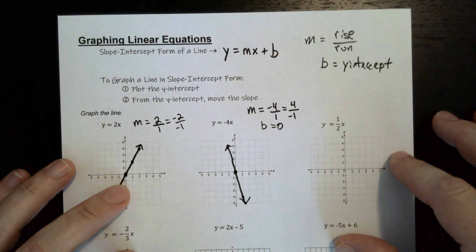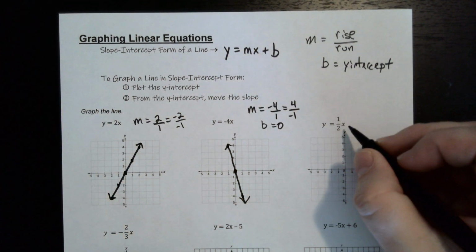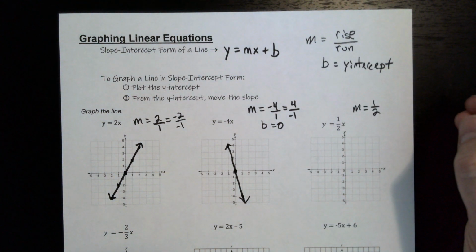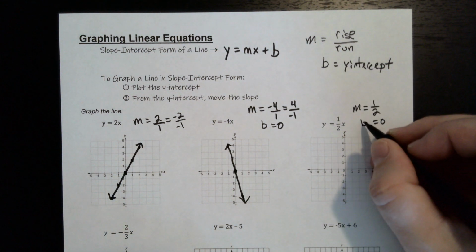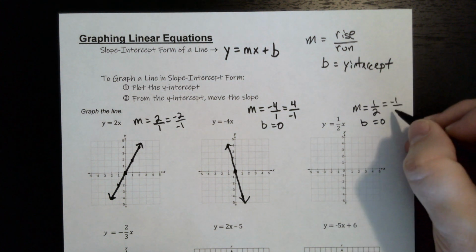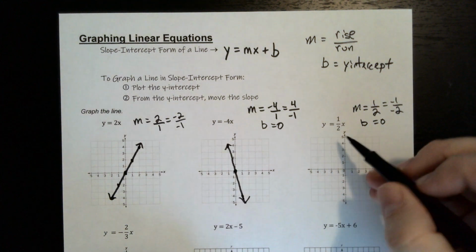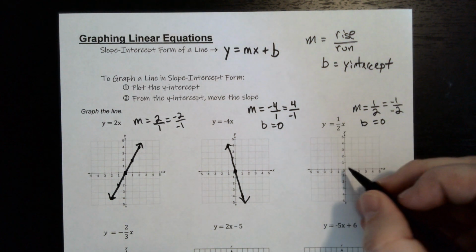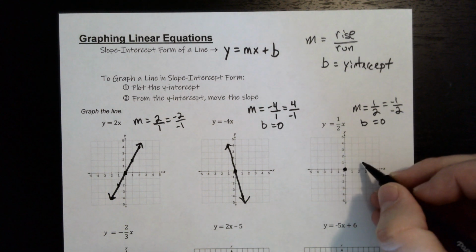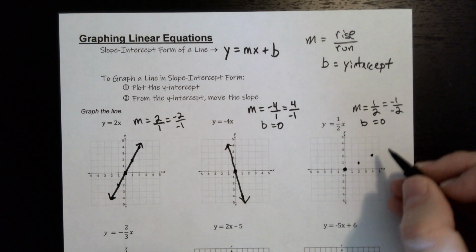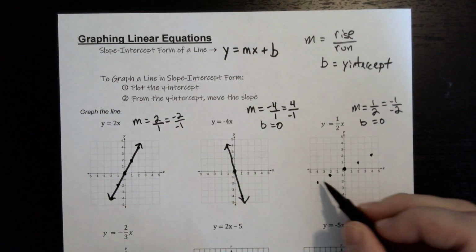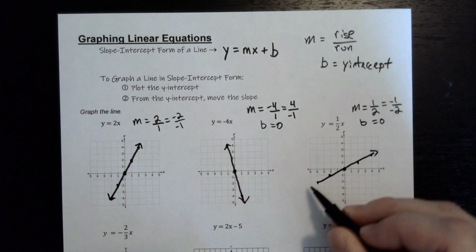Okay, let's take a look at the next one. So y is equal to 1/2 x. That means our slope is equal to 1 over 2, and our b is equal to 0. Okay, so we could also write the 1 over 2 as negative 1 over negative 2, like we did on the other problem. Again, we don't have a number out here, so we're starting at 0. And we use our rise over run, so 1 up, 2 over, 1 up, 2 over. Or use this one, which says 1 down, 2 left, 1 down, 2 left. And connect the dots, and we've got a line.